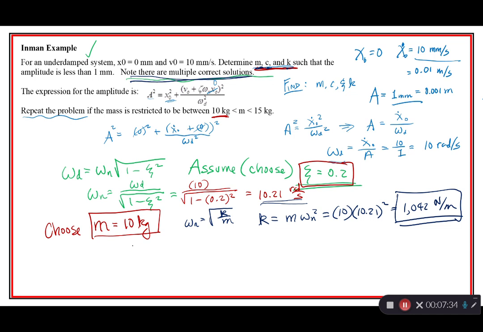So our critical damping is going to be 2m omega n. Well, good enough. We have all of that information. Oops, should be 10 and 10.21. So here's our critical damping: 204.2 newton seconds per meter.